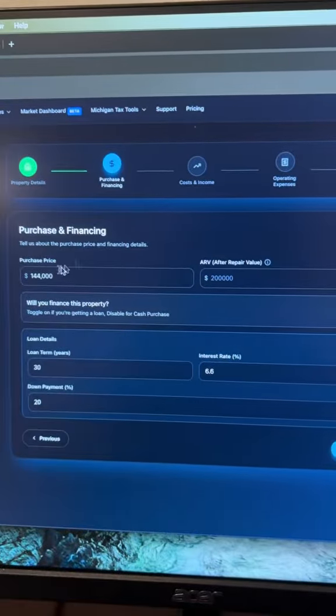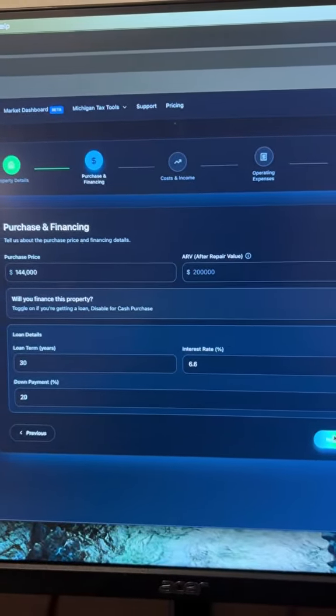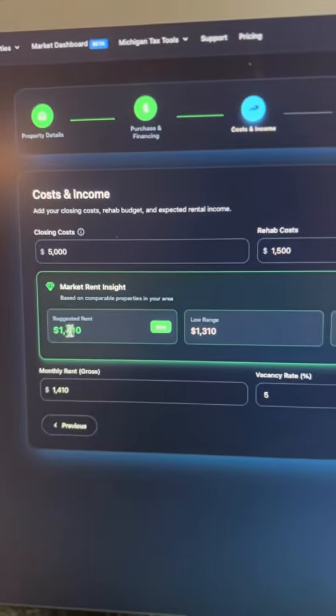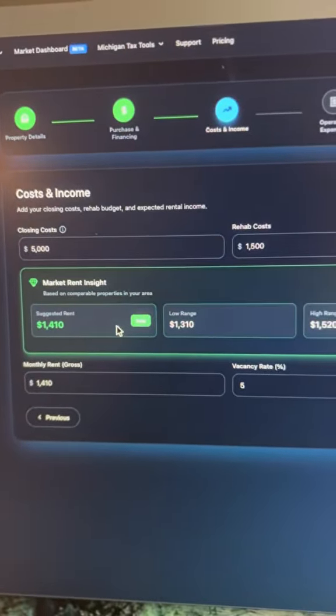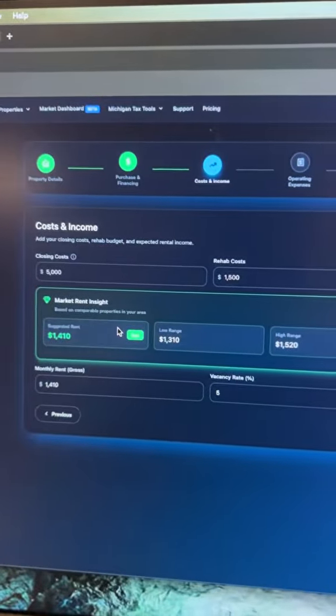So on this screen, we have our purchase and financing inputs we went with. So here are our closing costs and then our rehab costs. And then for rent, we're just going to go with market rent based on the suggestion right here, which is pulled from comps in the nearby area.